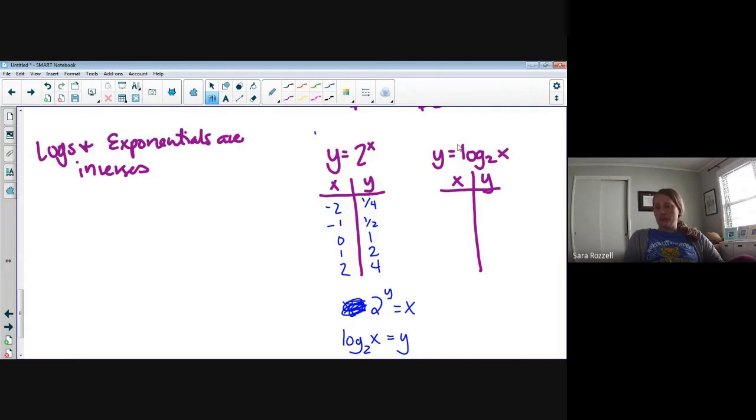So these two are inverses of each other, which means if I know these ordered pairs, I just swap them, and they would be in the other graph. So I don't have to worry about plotting my own x's there, which you guys don't have to worry about too much, but we're just going to switch our x's and our y's. So 1/4, -2; 1/2, -1; 1, 0; 2, 1; and 4, 2. Did I do that right?